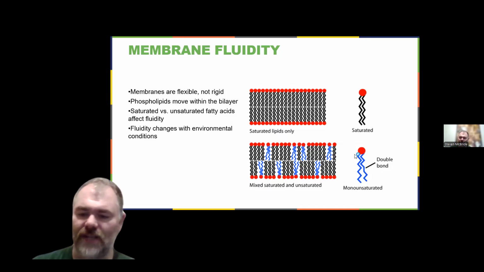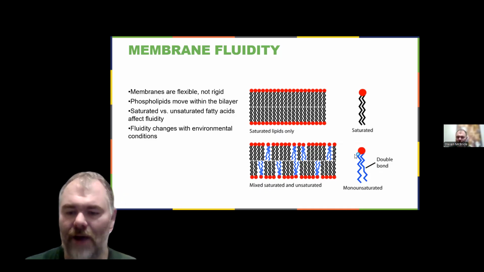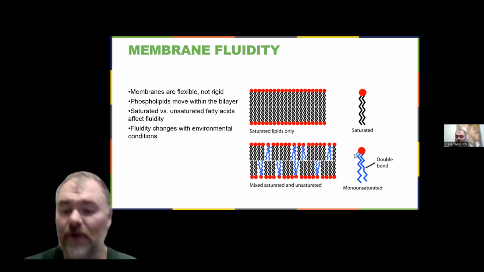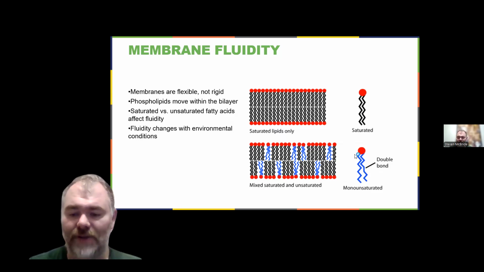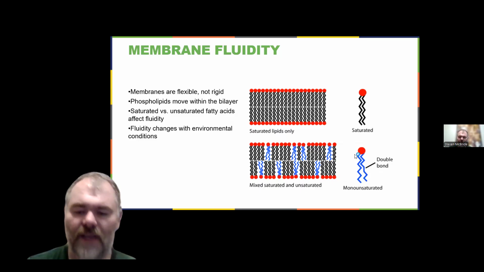Many organisms adjust their membrane composition to help maintain proper fluidity under different environmental conditions. For example, cells in colder environments often increase unsaturated fatty acids to help keep membranes flexible. So, although membranes form stable boundaries, they are also dynamic structures that can adapt to the needs of the cell and the environment.